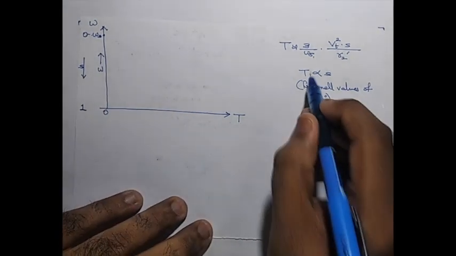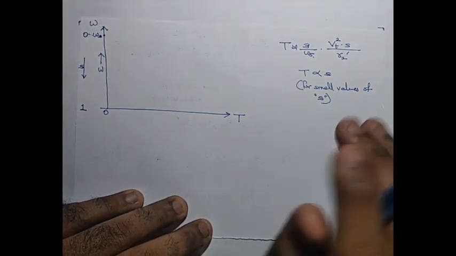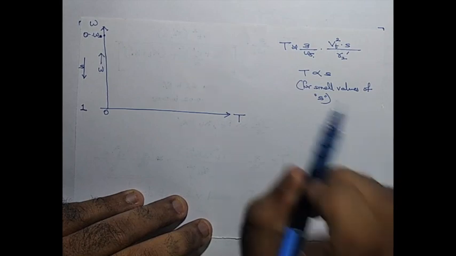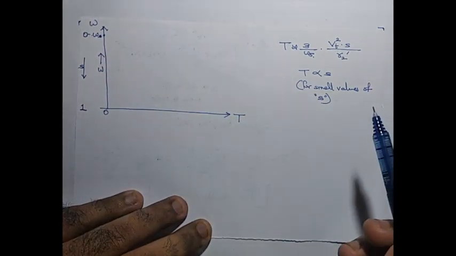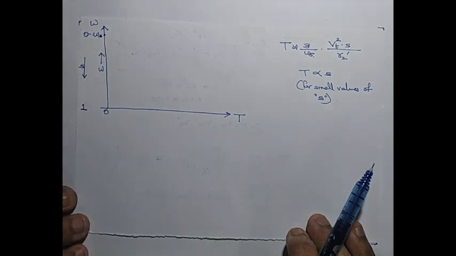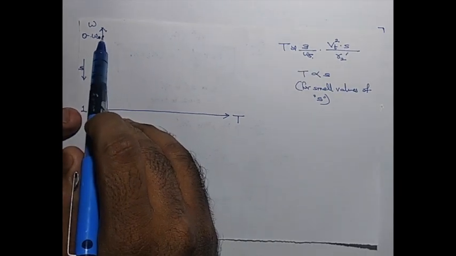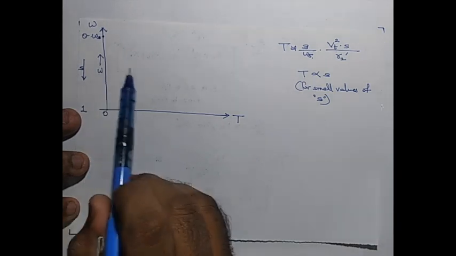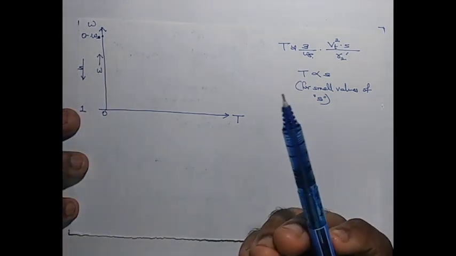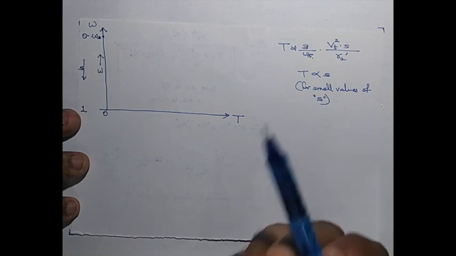Now, torque is proportional to slip, which means it is an equation of a straight line. Now, from where will it start? At synchronous speed, what will be the value of torque? At omega s means the rotor is rotating at the same speed as synchronous speed, which means there is no relative motion between stator and rotor.